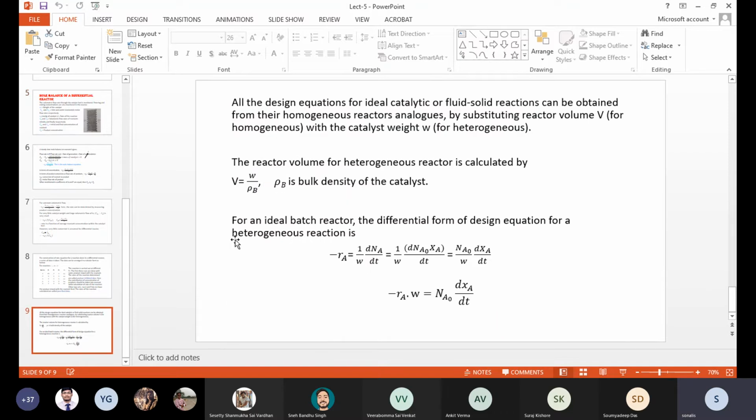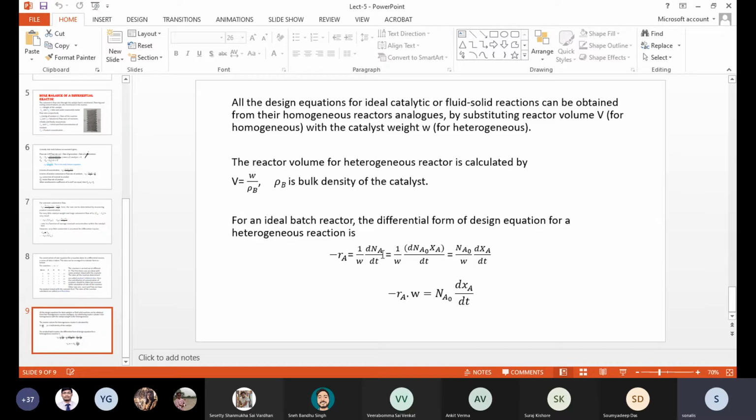This is bulk density. For an ideal batch reactor, how we can replace the homogeneous part by the heterogeneous, here it is shown. For an ideal batch reactor, the differential form of design equation for a heterogeneous reaction is minus rA is equal to 1 by W dNA dt. W is the catalyst weight. You have read in your homogeneous part of reaction engineering, the rate of the reaction is written as minus rA is equal to 1 by V dNA dt. So instead of V, we are writing W.